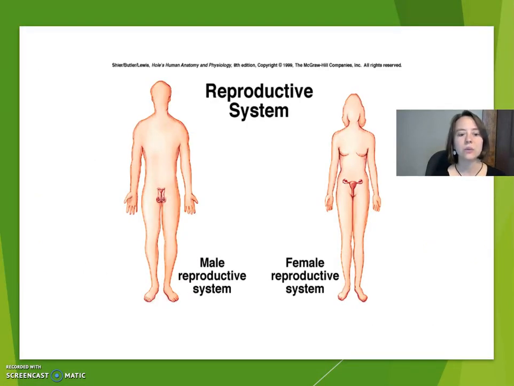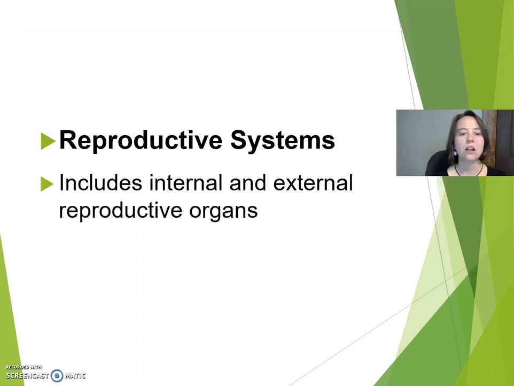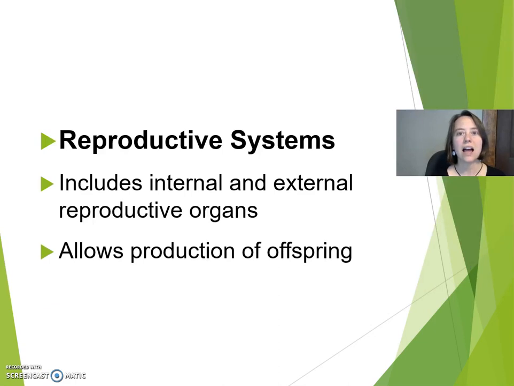And finally, the reproductive system. It includes all internal and external reproductive organs and allows for the production of offspring. This one is unique in that you do not need it to be alive, but you do need it for the species to continue.